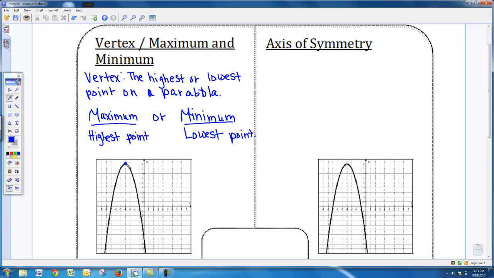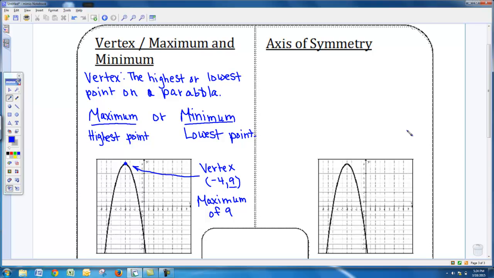In this graph here, the coordinates of our vertex are -4 and 9. And our vertex is a maximum. We can say that the function has a maximum value of 9 because that is the highest y value on the graph.